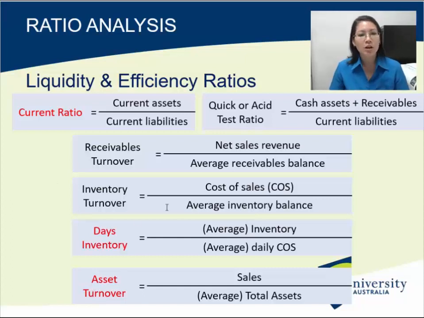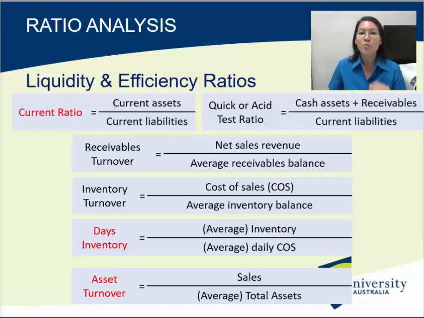So yes, we'd like to see larger figures, quicker figures, so bigger figures here, which means faster turnover, but not too fast. And we should always be benchmarking against industry. So that's liquidity and efficiency. The first two are on liquidity and the last four on efficiency. Now in this unit, we only do the current ratio for liquidity and the last two for efficiency.